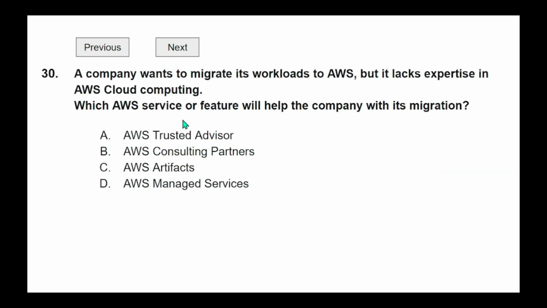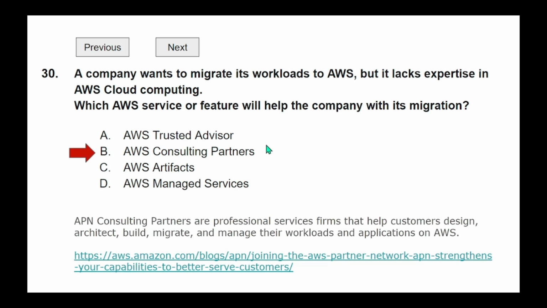Question 30. A company wants to migrate its workloads to AWS, but it lacks expertise in AWS computing. Which AWS service or feature will help the company with its migration? Option A, AWS Trusted Advisor. Option B, AWS Consulting Partners. Option C, AWS Artifact. Option D, AWS Managed Services. AWS Consulting Partners are professional service firms that help customers design, architect, build, migrate, and manage their workloads and applications on AWS. That marks the end of part 1.